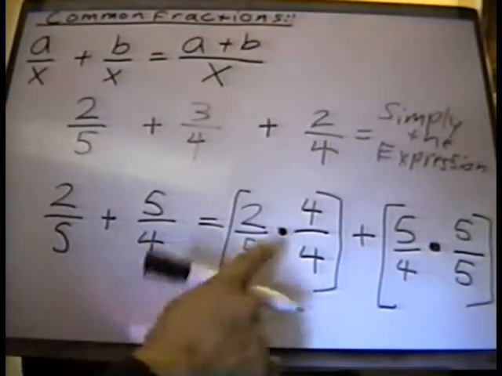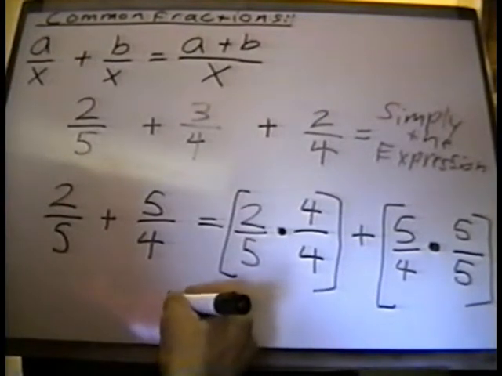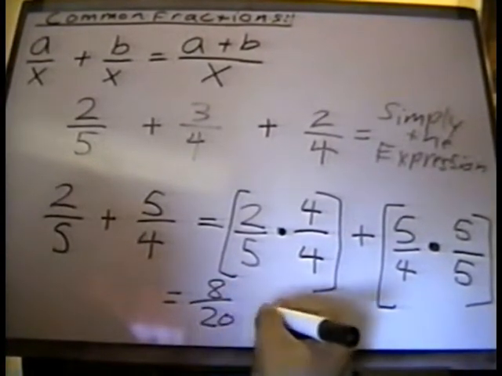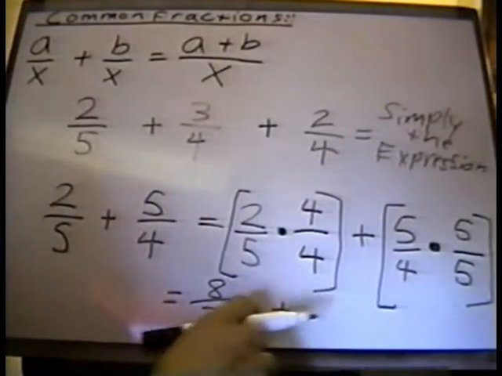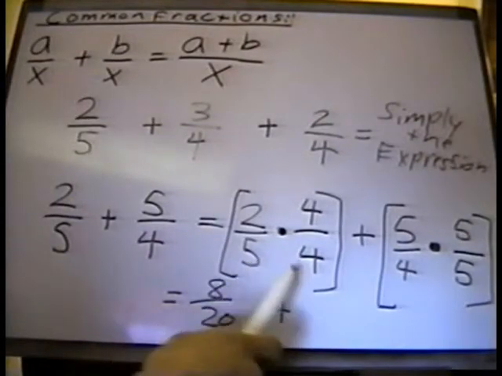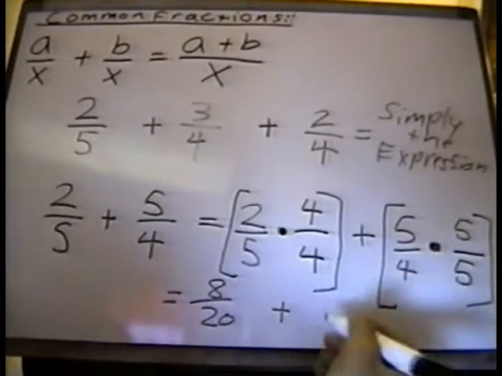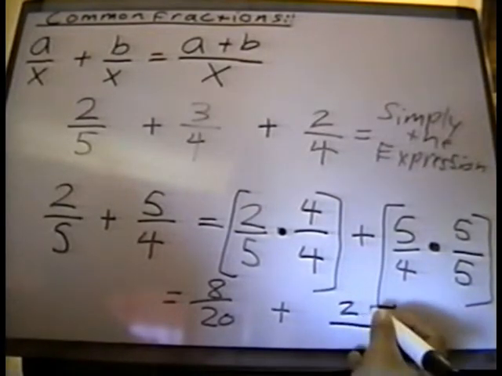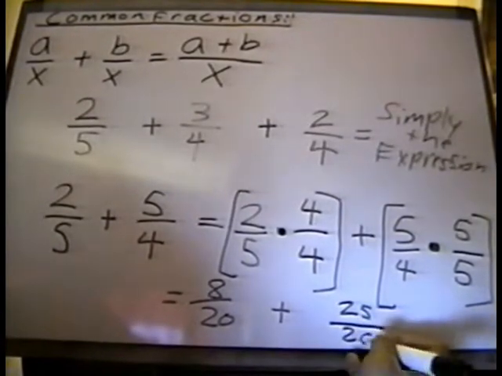Okay, so we get 2/5 times 4/4, or 8/20. That comes to 8/20. 4 times 2 is 8. 5 times 4 is 20, which is the number that we were looking for. 5 times 5 is 25. It gives us 25/20.